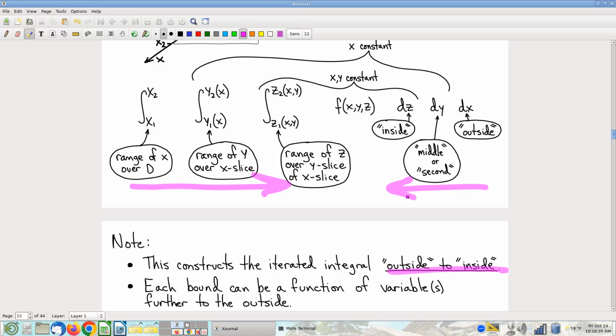Your very first slicing that we did was the X slicing. That was arbitrary, but anyway, whatever slicing you do first is on the outside, and then as you continue to slice, you move your way inward, just like with double integrals, frankly.